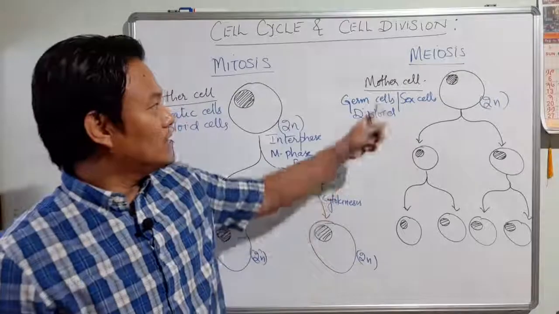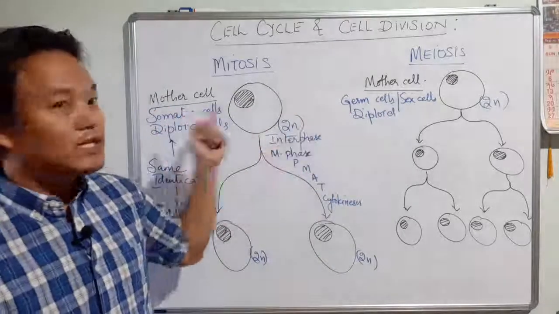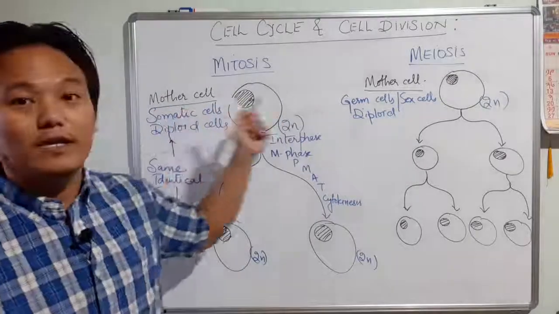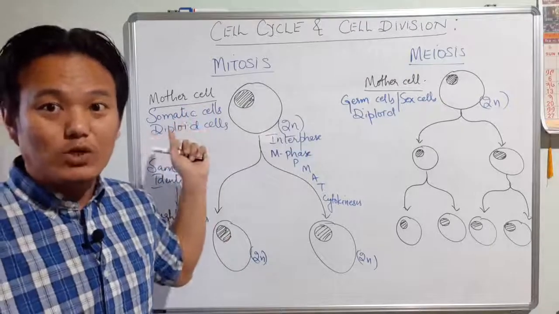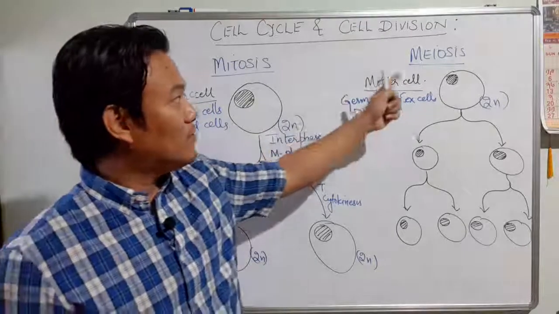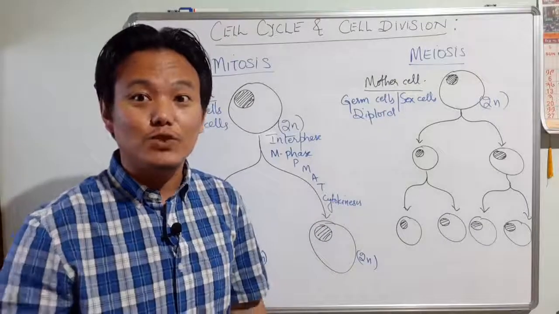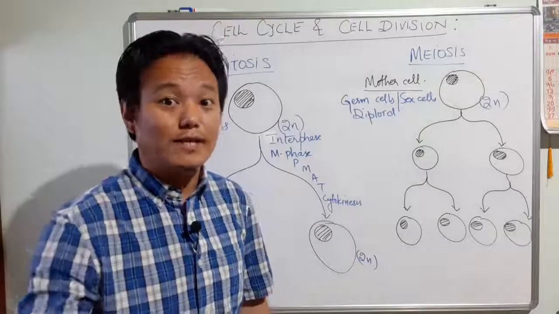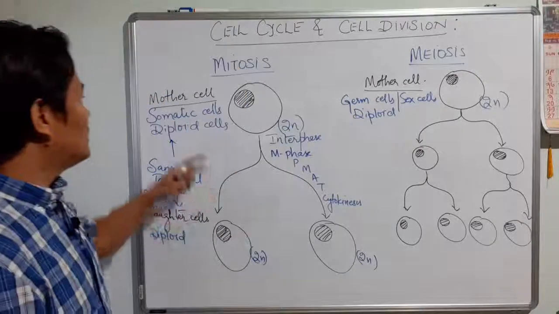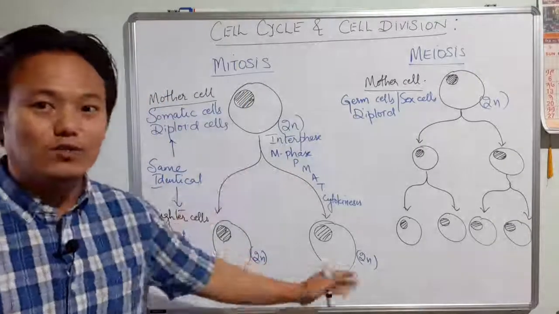Okay, so if we compare the starting point, the mother cell of mitosis is the somatic cells, the body cells. The mother cell of meiosis is the germ cells, special cells which give rise to gametes later on, sperms and eggs. Whereas somatic cells just give rise to other somatic cells.